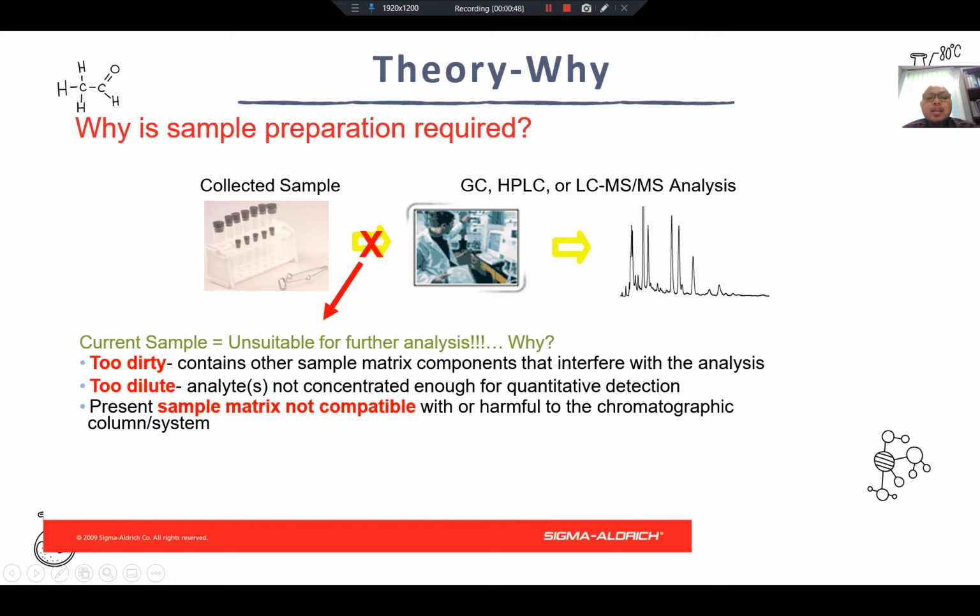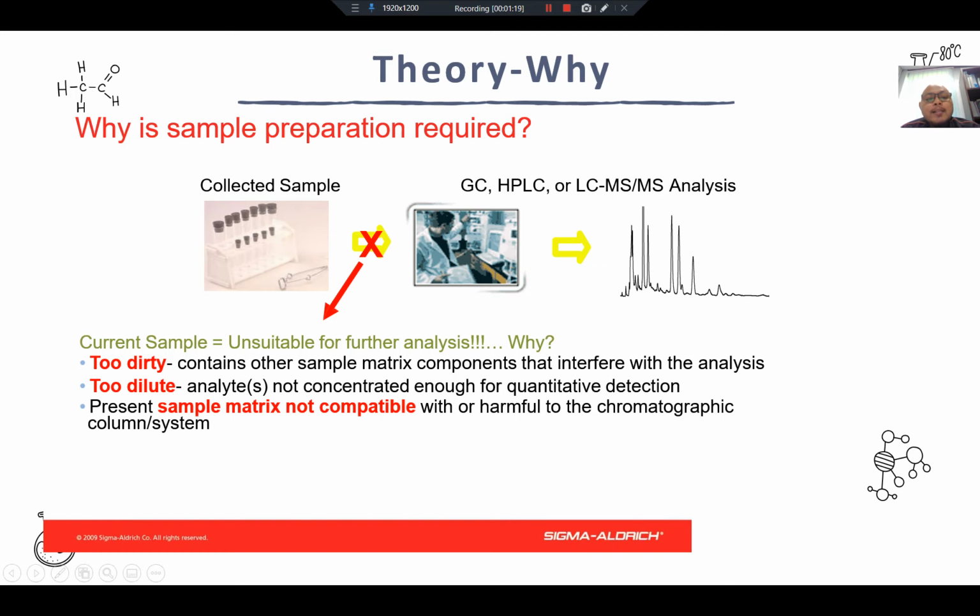The second thing is that your sample might be too dilute, so you cannot detect it, especially if you want to do trace analysis, for example arsenic, drug analysis, or explosive analysis. When the sample is too dilute, you cannot determine it. So you need a sample preparation method that can pre-concentrate that particular analyte.